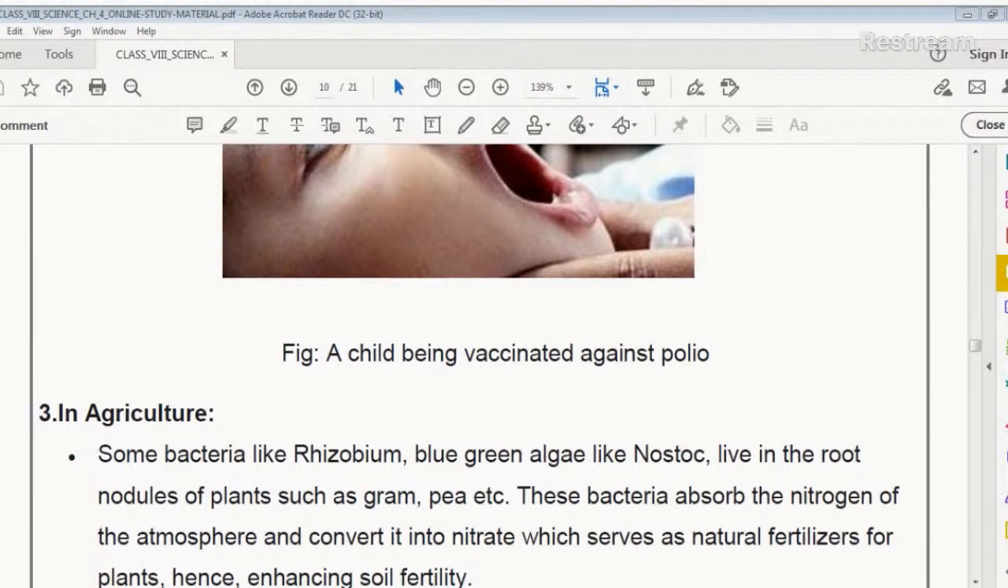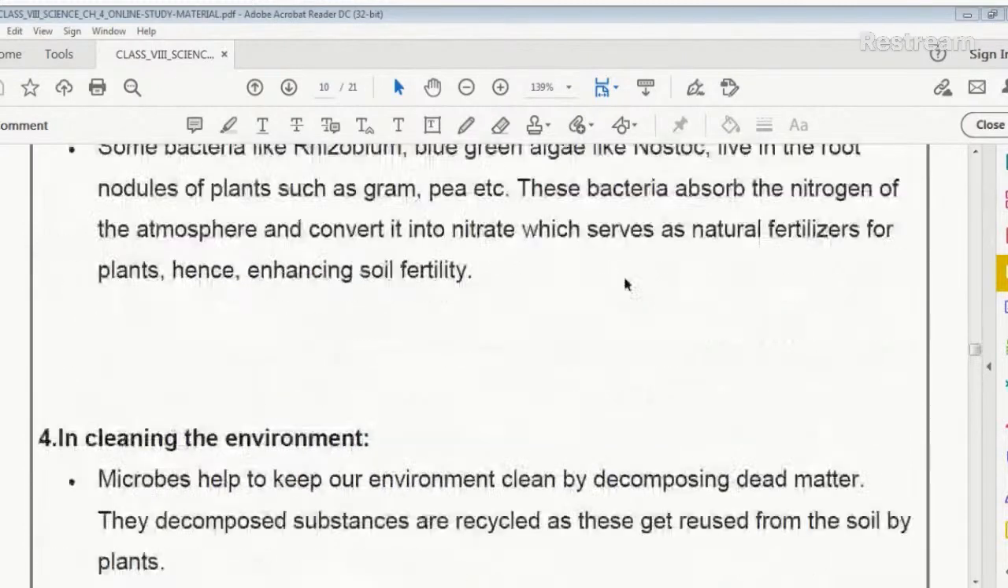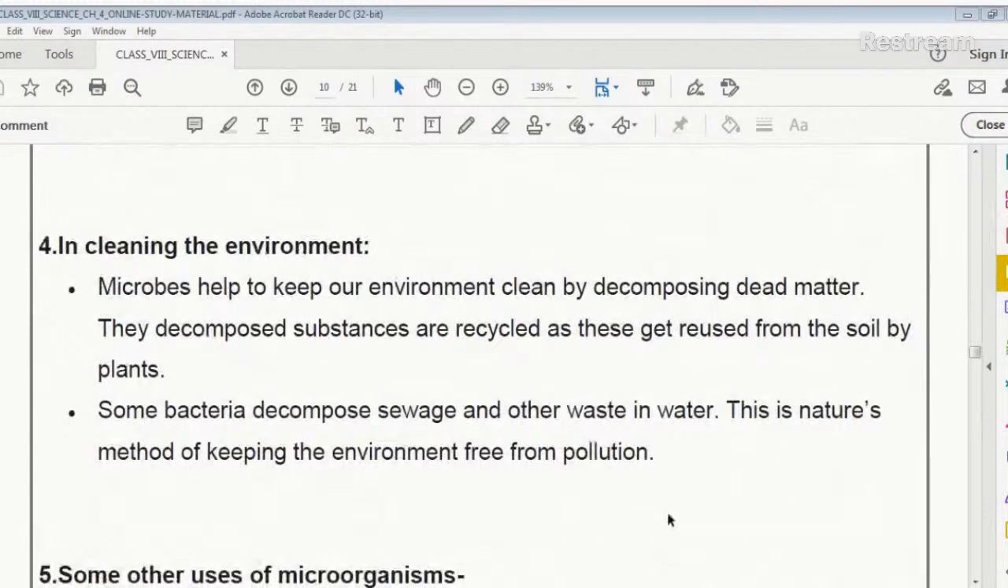Next comes cleaning the environment. What does cleaning the environment mean? Now, as you have already seen, we have already observed the school gardener making manure. Now, what is this manure? Let us see.